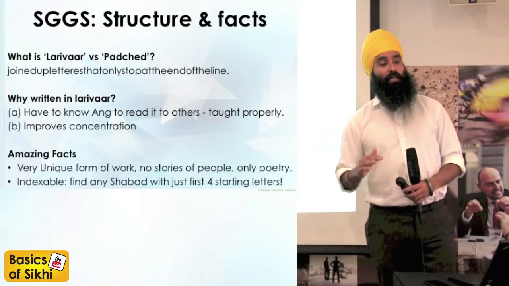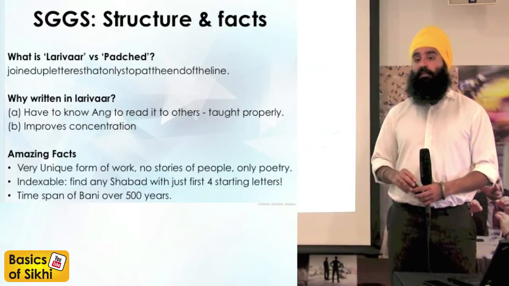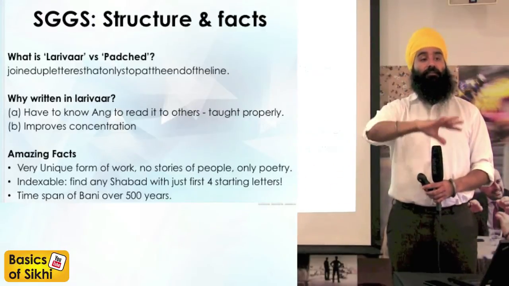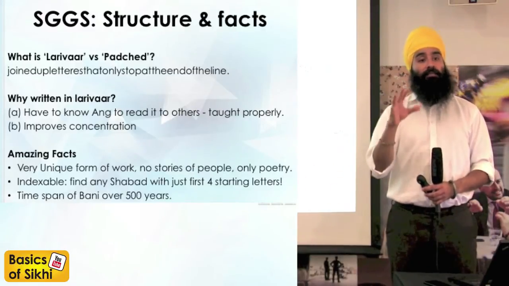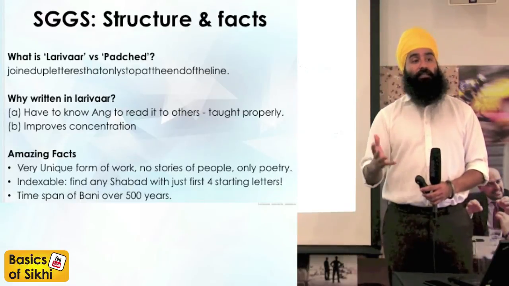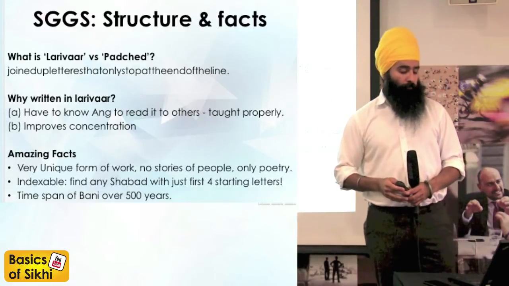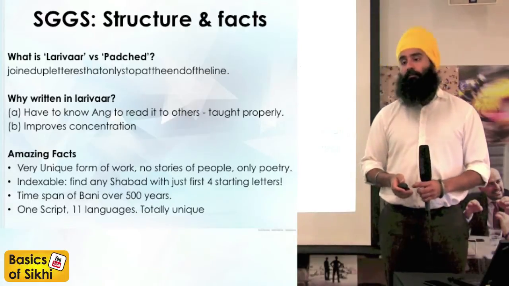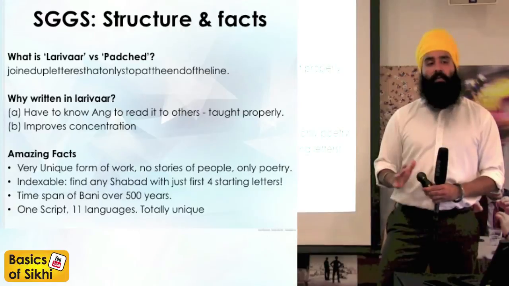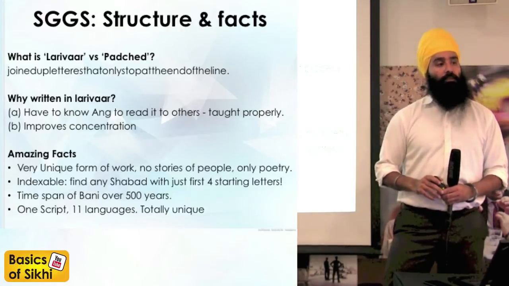Bani was written over a time span of 500 years. There's no such text. 500 years. Different languages over 500 years. All makes sense, and it's all in one script. It's amazing. It's unique in this way. But also, it's 11 languages in total. So Guru Granth Sahib Ji is very unique, yeah? That's what I'm going to say. It's not just like any other scripture out there. It's just amazing.